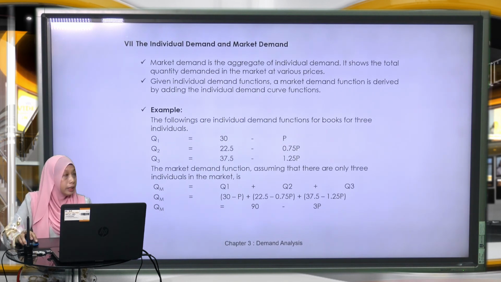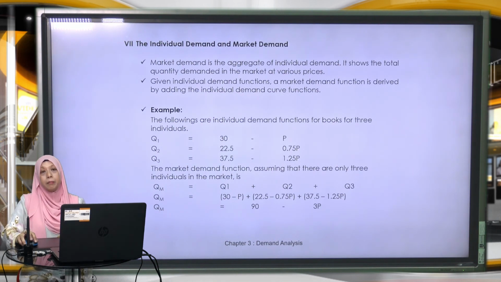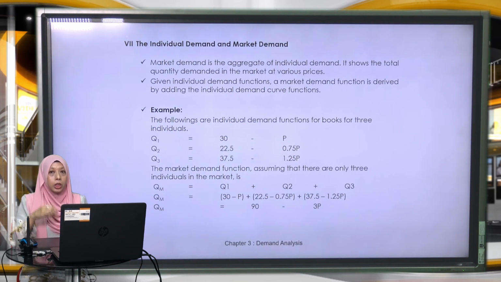Based on the definition which I have presented just now, to derive the market demand function, you need to add up the quantity demanded from each individual buyer that you have in the market. In other words, you need to add up Q1 plus Q2 plus Q3. So simply substitute each of the functions. Q1 just now was 30 minus P, and then you add it to Q2, which is 22.5 minus 0.75P, plus 37.5 minus 1.25P, which is your Q3. When you simplify all this, you're going to end up getting the market demand function as 90 minus 3P. So this is how you derive the market demand function. You need to add up the individual quantity demanded from each individual buyer.